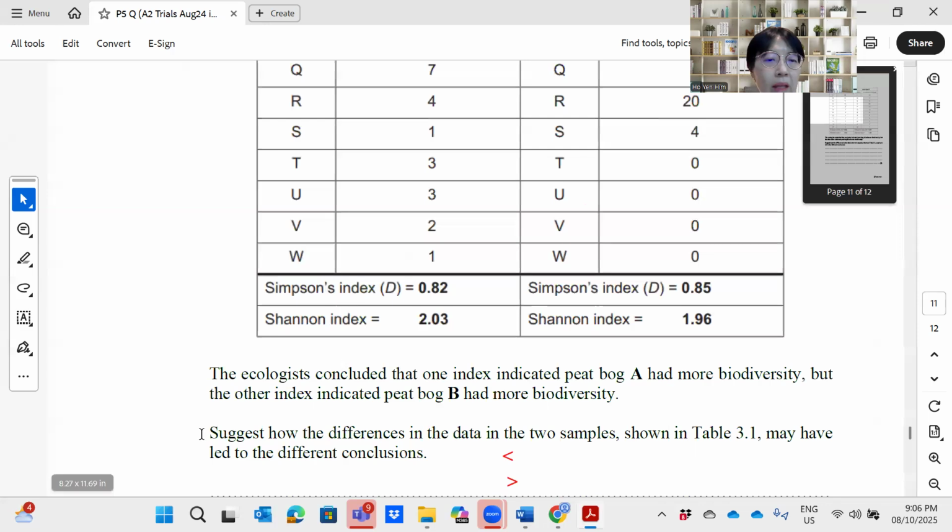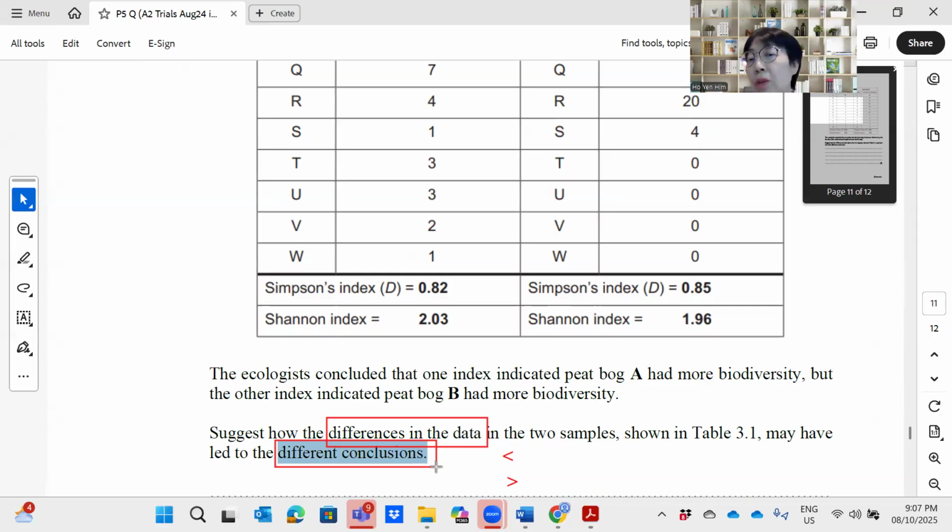Okay. Suggest how the differences in the data in two samples shown in the table may have led to different conclusions. So the keywords are how the differences in the data give different conclusions. These are the two keywords you want to pay attention to when you answer the question. Talk about differences in the data that you can see based on the theory that you have learned. When I study species diversity, I pay attention to species abundance and species evenness. Abundance means the number of different species. Evenness means the number of individuals of each species.